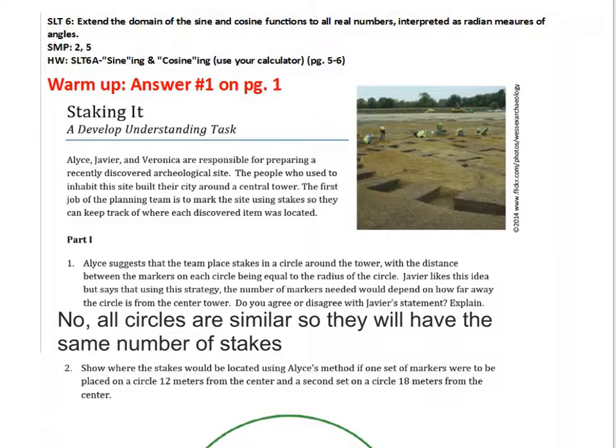Okay, so in your groups, hopefully what happened is you said something along the lines of no. Since all circles are similar, they would all have the same number of stakes regardless of what their radius is.